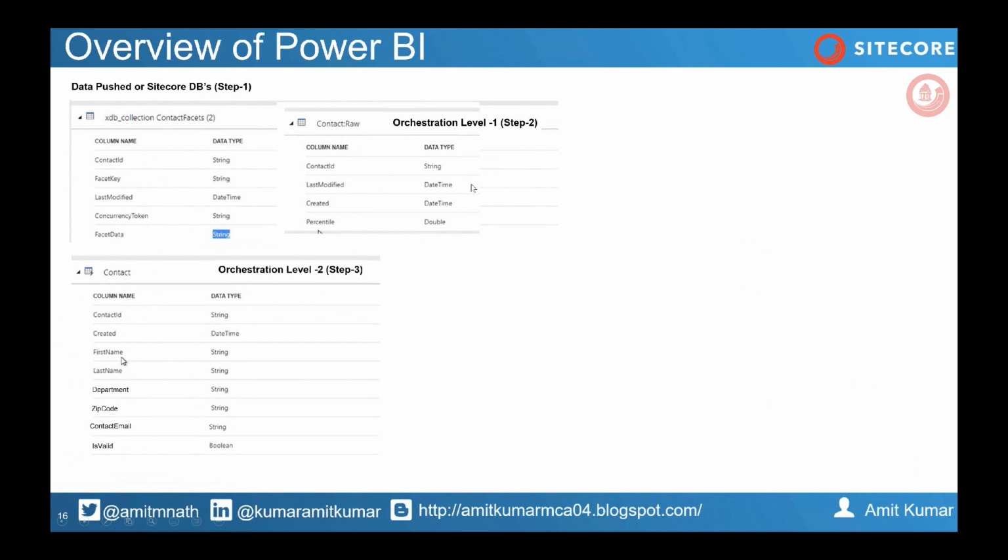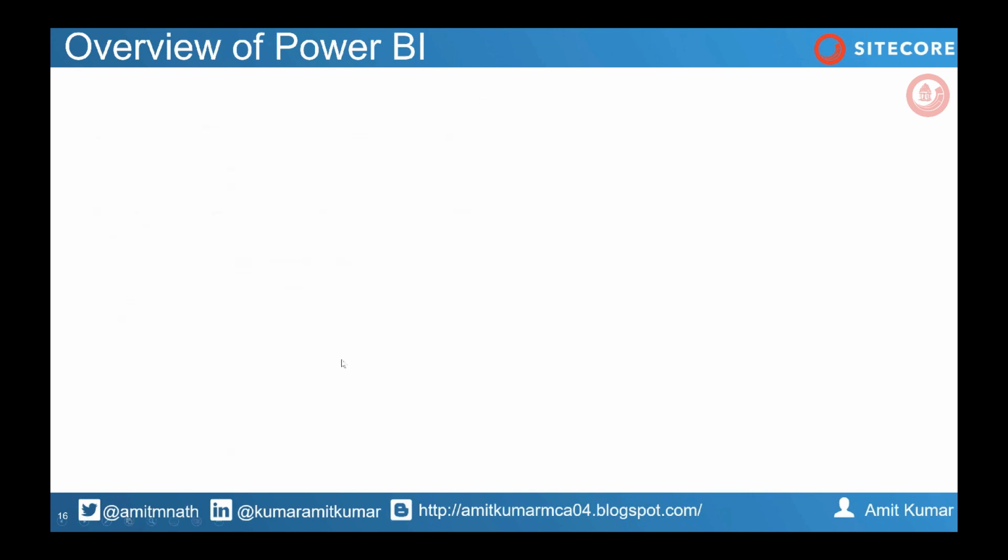Now in orchestration level 1, in step 2, you can convert that data into a normal format. Here I haven't displayed all the fields, but you will have first name and last name, and you can do all that, as you can see below. In step 3, I am doing more granular level orchestration, or data massaging. So I have created a simple flat table with contact ID, first name, last name, department, and an is valid flag, which you can implement with the help of a DAX query.